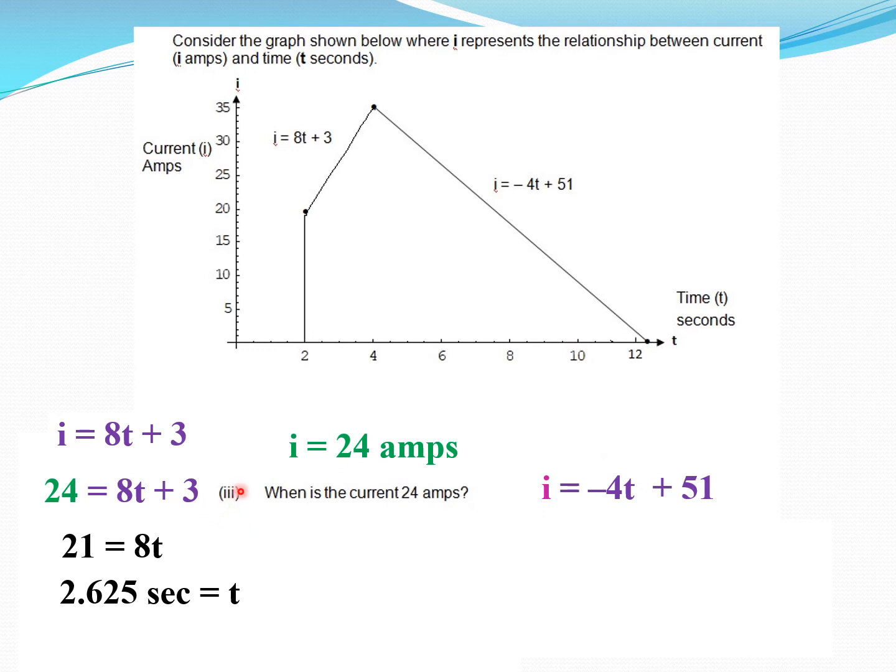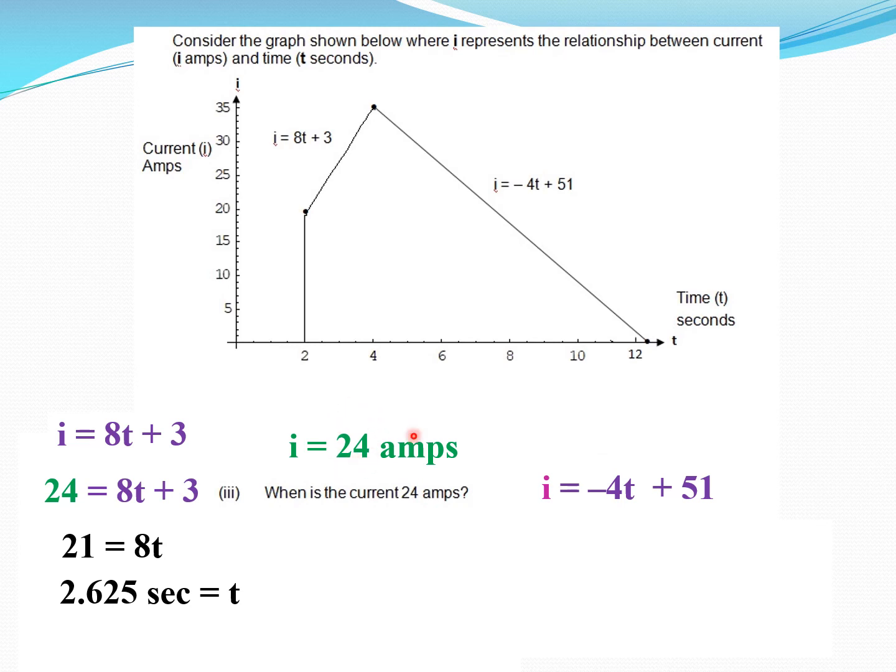So, in the third part of this question, we ask, when is the current 24 amps? So 24 amps is about there on the vertical, and you come into the first linear line and drop it down to the time axis. It's about 2 point something. Come across the second line, drop it down, 6 point something. So I equals 24 amps.